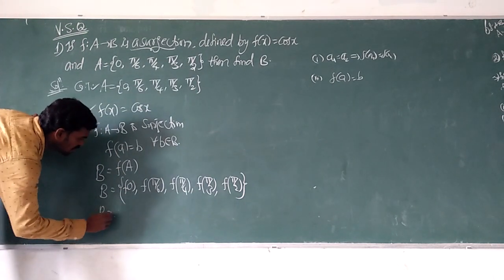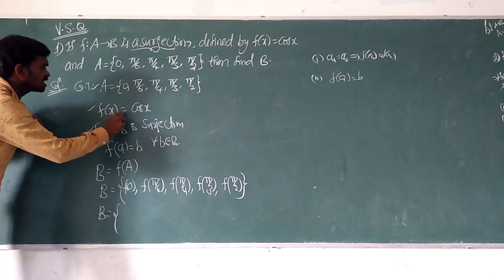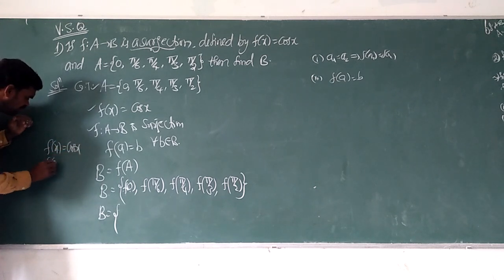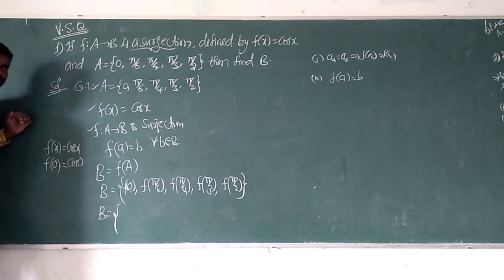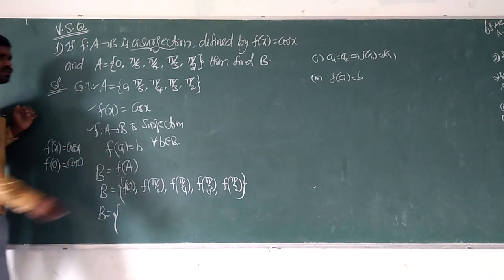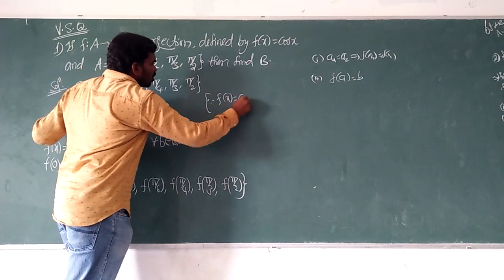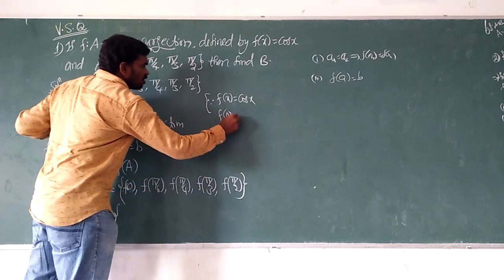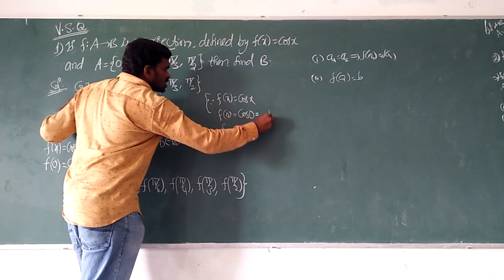Now tell me, capital B equals f of 0. What does f of 0 mean? See, f of x is given as cos x. So for f of 0, instead of x we should write 0, which means cos 0. What is the value of cos 0? It is 1. So f of the first one, 0: f of 0 means cos 0. And the value of cos 0 is 1. Very good.